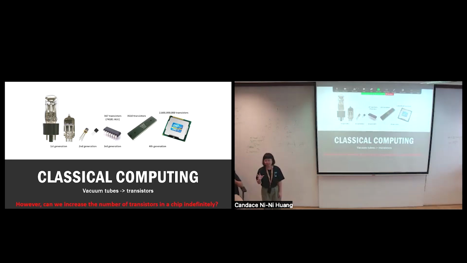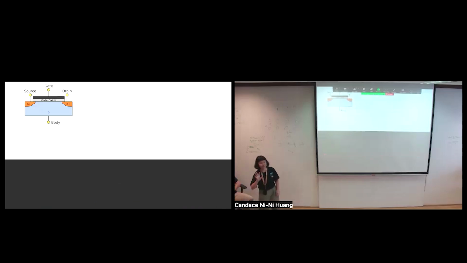So then the question would be, how can we increase the number of transistors infinitely in a chip? Someone answered this question. But before that, let's take a look at what a transistor looks like. The transistor is made of three parts: the source part, the drain part, and the gate part. The gate part can control the current between source and drain.